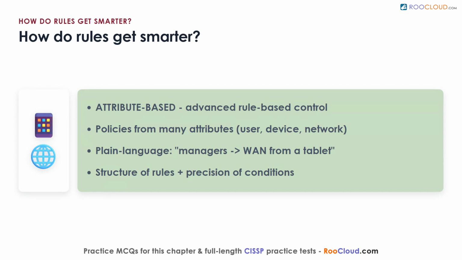Instead of one flat rule for everyone, it writes policies from multiple attributes, like the user's group, their department, the device they carry, and the network they sit on. That lets you write a policy in near plain language, such as allow managers to reach the wide area network from a tablet or smartphone. You get the structure of rules with the precision of real conditions. This is why software-defined networks lean on it so heavily.